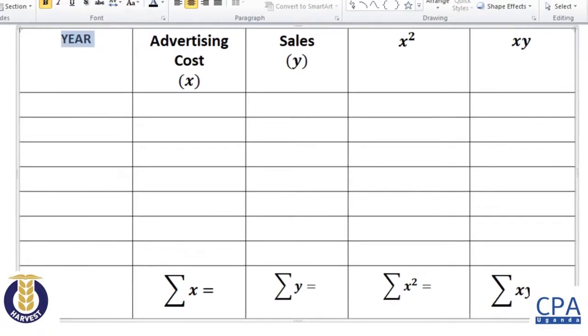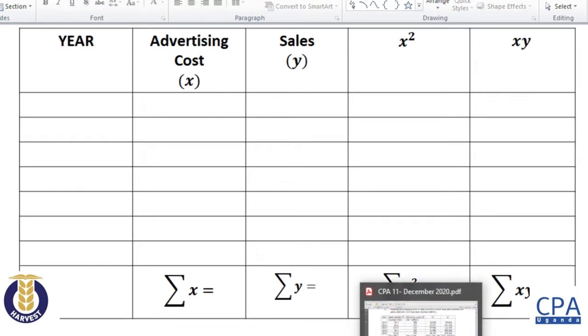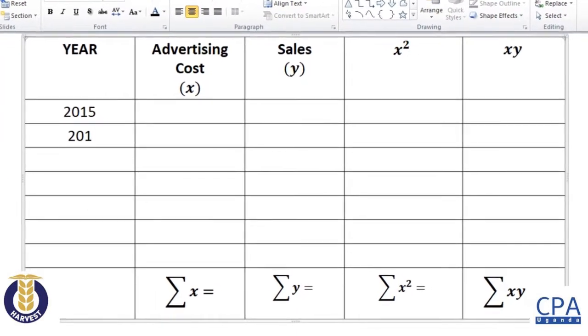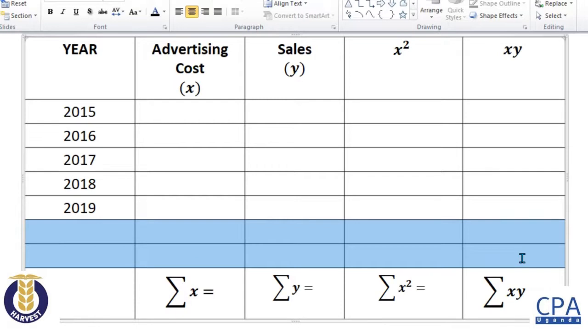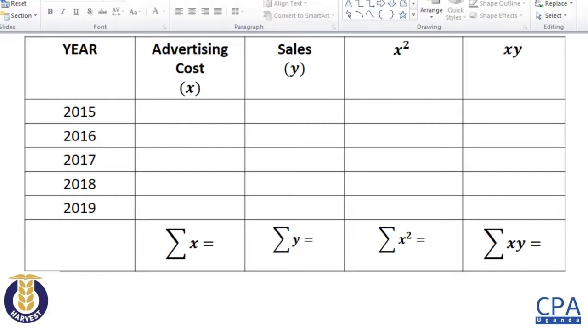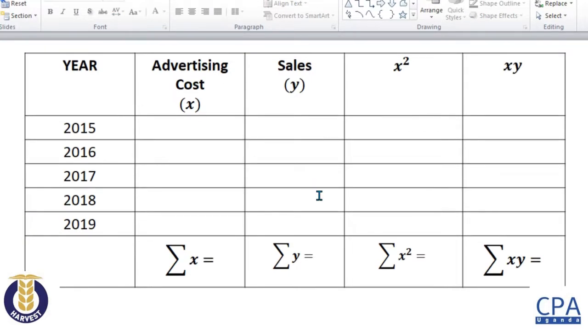So here we shall indicate the year, and as you can see from our question, years are running from 2015, 2016, 2017, 2018, 2019. So those are the years we are interested in. Okay, so our table is ready for use.